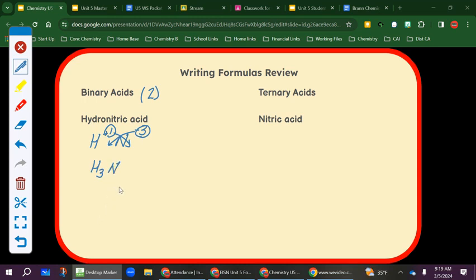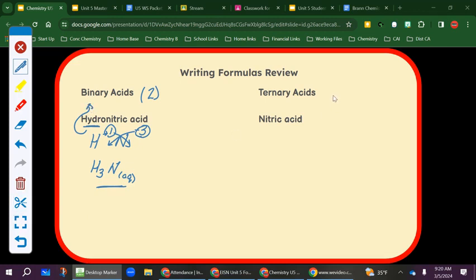Now what else do we have to put in because it's an acid? An AQ. Okay? So hydrogen 3 nitrogen, AQ. Acids are always aqueous. The definition of an acid is any compound that increases the hydrogen ion concentration in water. So these have to be in water. So that is the way we write the formula for a binary acid. Questions? And we know it's binary because of beginning with that term hydro. Hydro means it is binary.